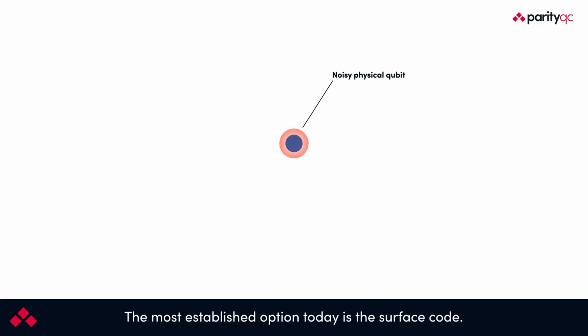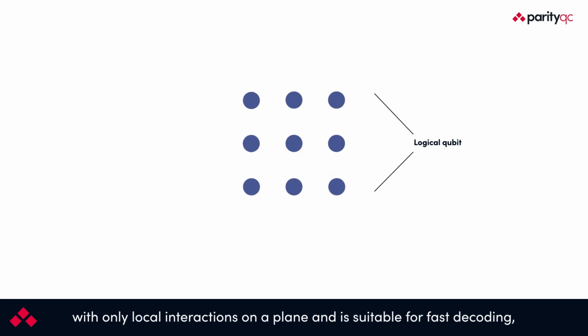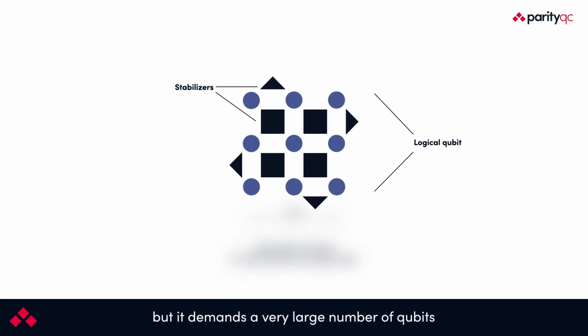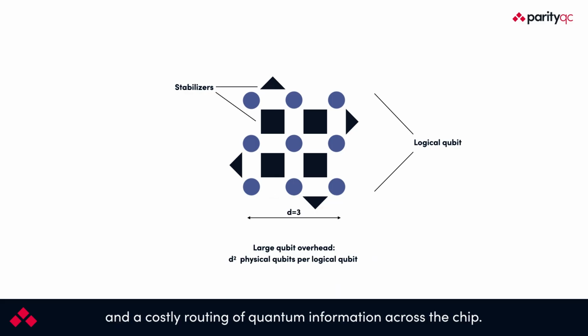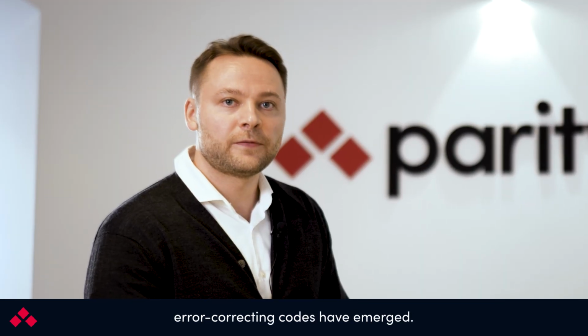The most established option today is the surface code. It can handle a relatively high level of noise with only local interaction on the plane and is suitable for fast decoding. But it demands a very large number of qubits and a costly routing of quantum information across the chip. More recently, new families of quantum error correcting codes have emerged.